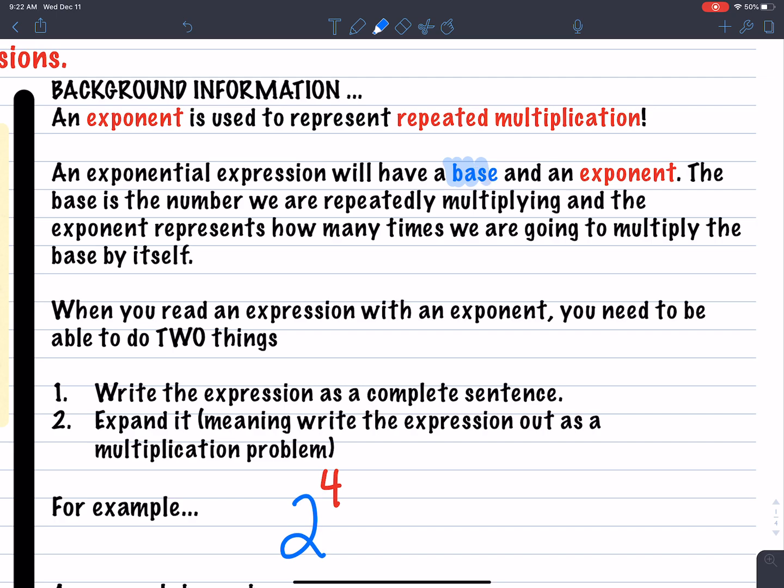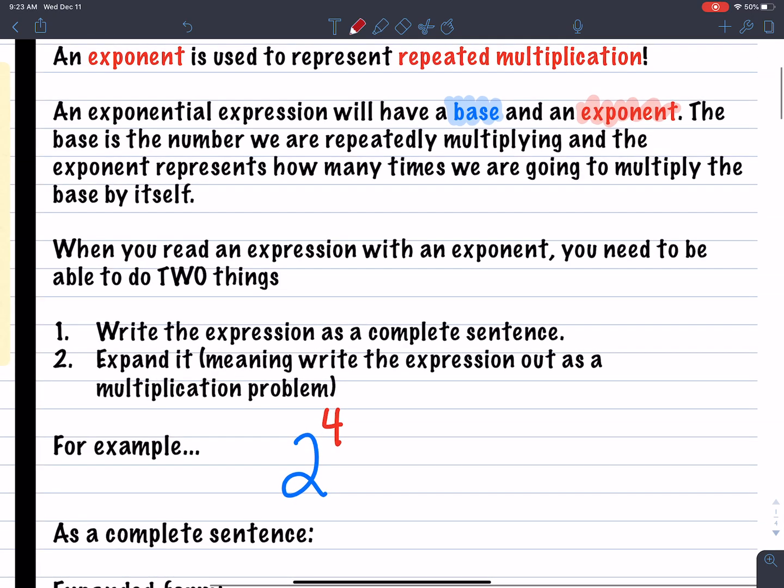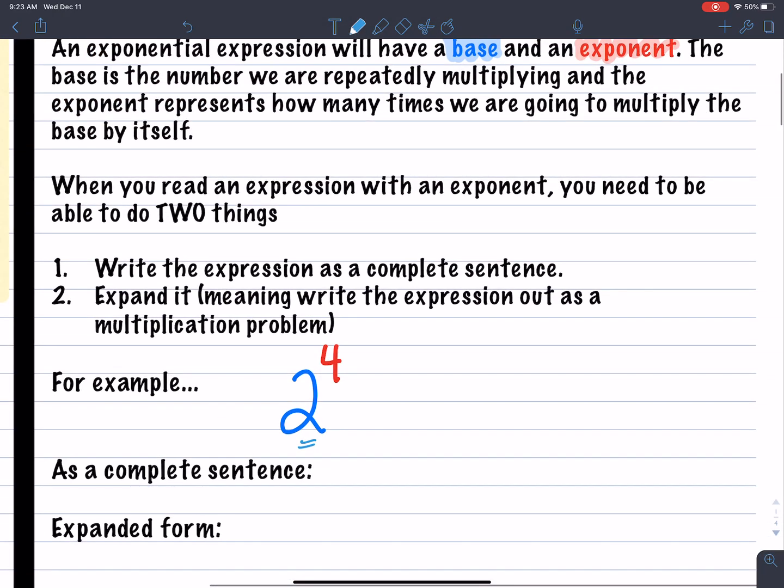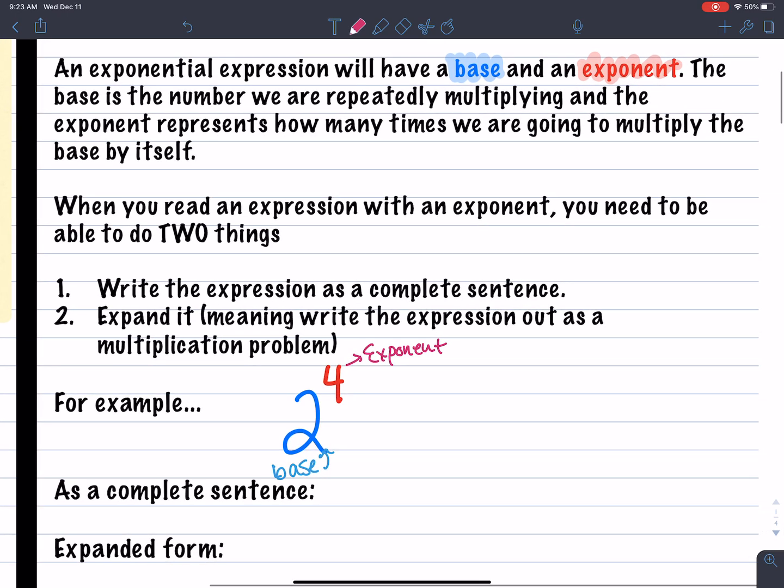So you can see the word here, base. We can see the word here, exponent. The base is the number that we multiply by itself, and the exponent represents how many times we're going to multiply that. So on your notes, if we add this little example down here, 2 to the 4th, 2 is the base, so we labeled that as the base, and then the 4 obviously is the exponent. So just recognizing where those are and what language we use to talk about them.